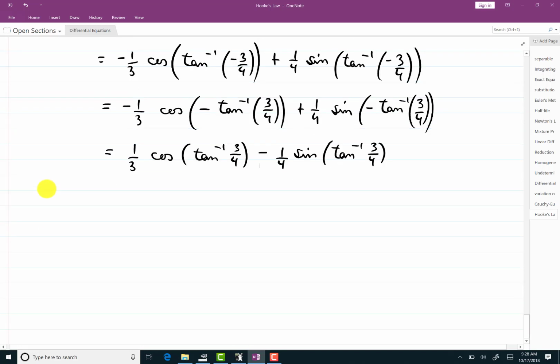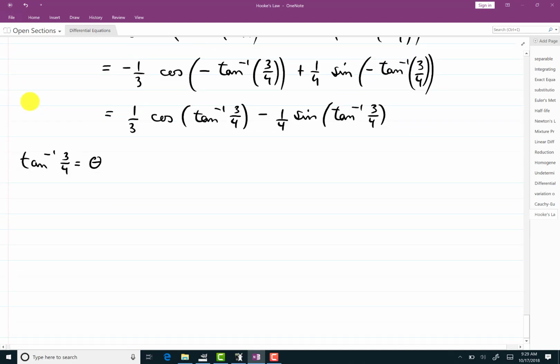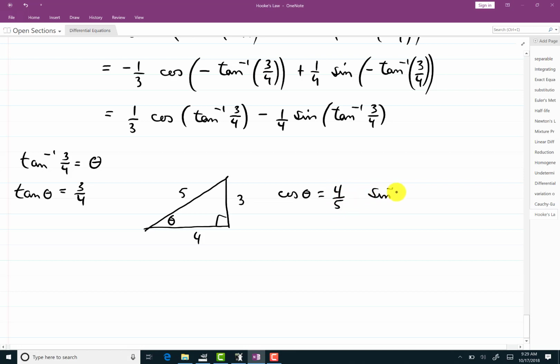So what I can do is this. If I let tan inverse of 3/4 equal theta, then I know that tangent of theta equals 3/4. So I can draw myself a triangle. Since this is all first quadrant stuff, this triangle's fine. Tangent is opposite over adjacent, so I'll put a 3 here and a 4 here. And everybody knows on these triangles, this side is 5. Theta goes here in that corner. So cosine of theta is equal to adjacent over hypotenuse, and sine of theta is equal to opposite over hypotenuse.